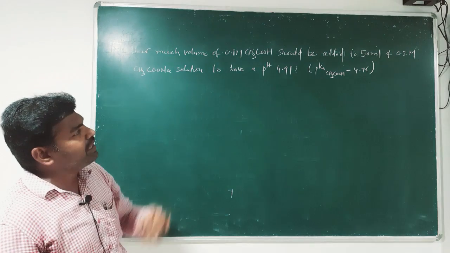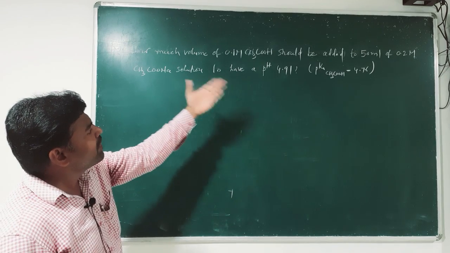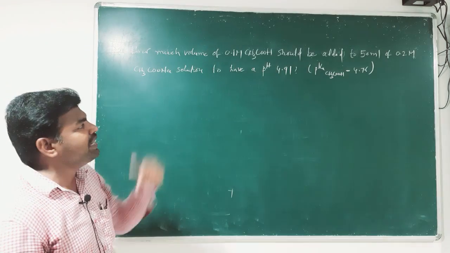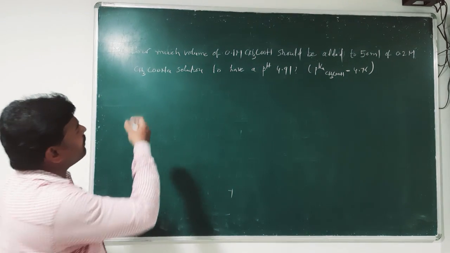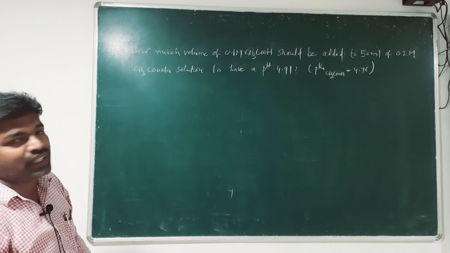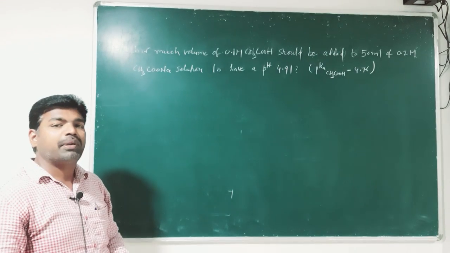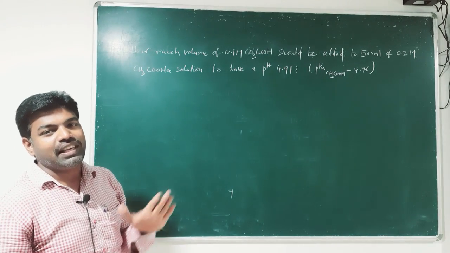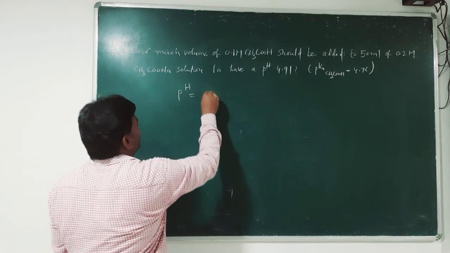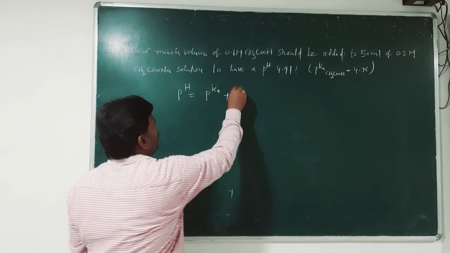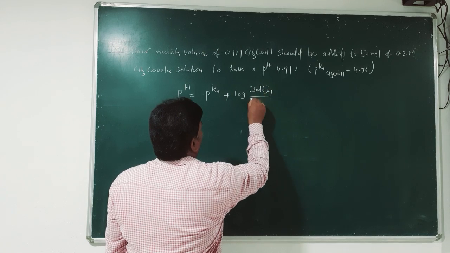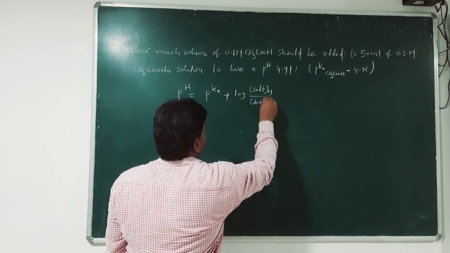By reading that problem, I came to know that it is an acidic buffer, because acetic acid is a weak acid and sodium acetate is a salt. So we should calculate the pH. From the previous classes, we can calculate the pH of an acidic buffer with the formula: pH is equal to pKa plus log of concentration of salt by concentration of acid.